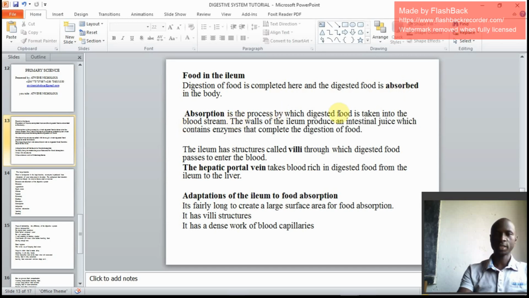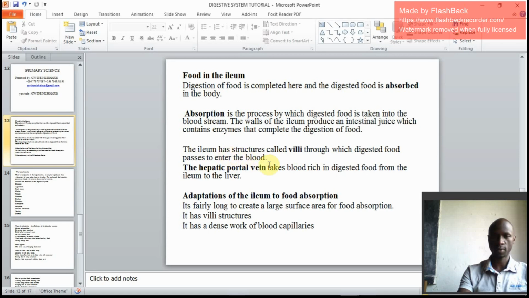Absorption is the process by which digested food is taken into the bloodstream. Absorption, food joins the bloodstream. The walls of the ileum produce an intestinal juice which contains enzymes that complete the digestion of food. Simple digestion occurs, but the main process is absorption of digested food. We must say absorption of digested food, not absorption of food.